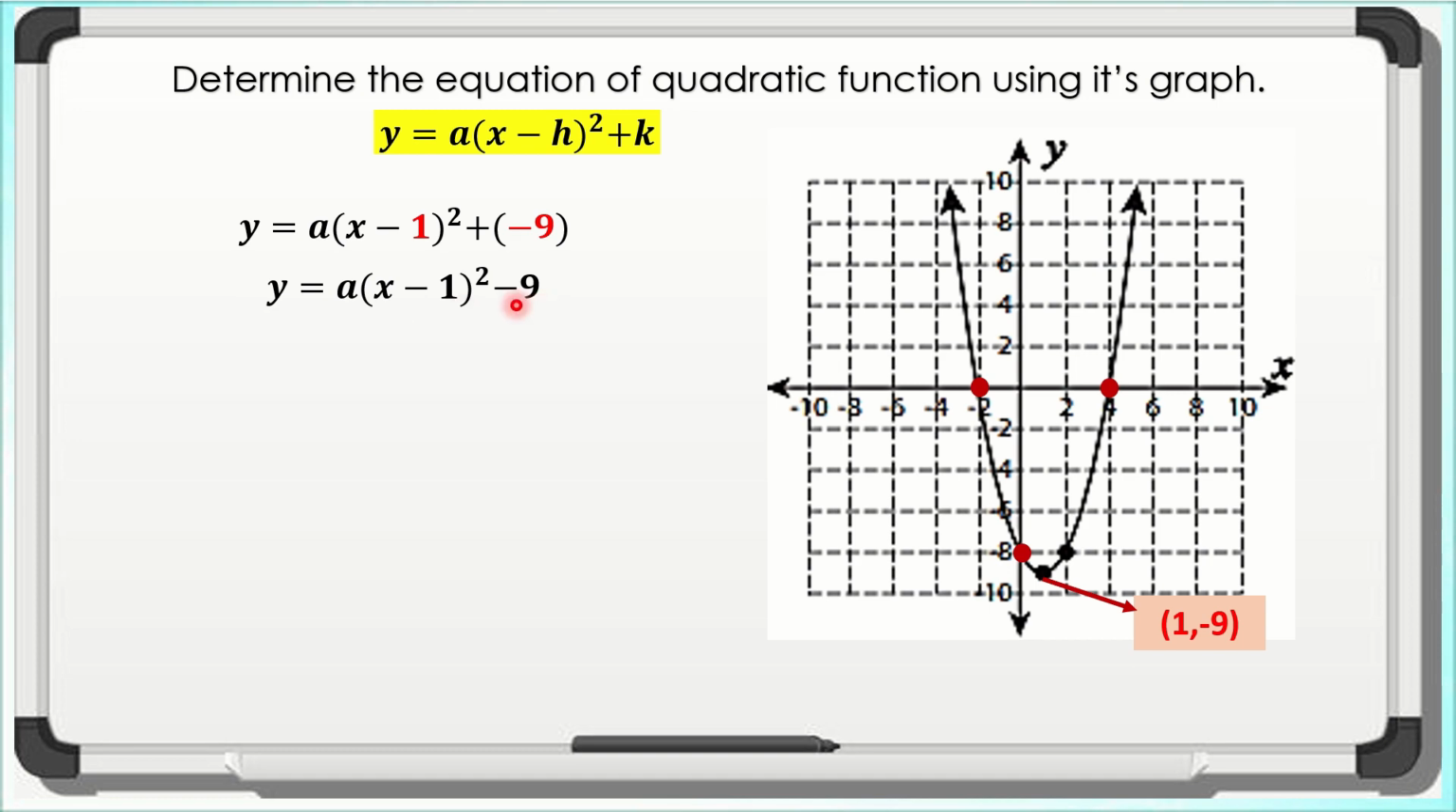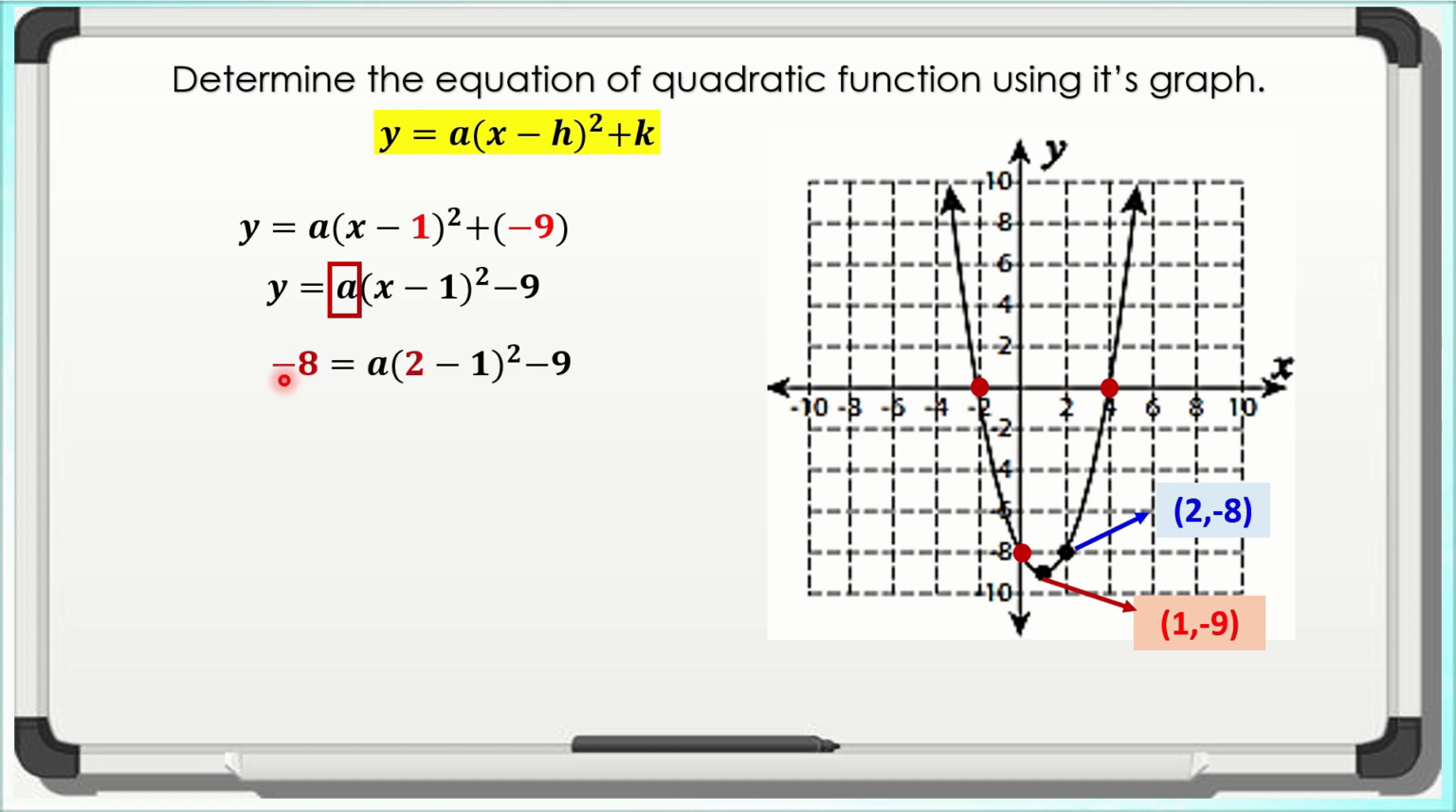Now, from here, let us identify the value of a. To identify the value of a, we just need any point from our parabola. So just pick any point that you want to be substituted into our equation. But for now, I will be using the original given point, which is (2, -8). So since we know that x here is equal to 2 and y is equal to -8, let us substitute it into this equation.